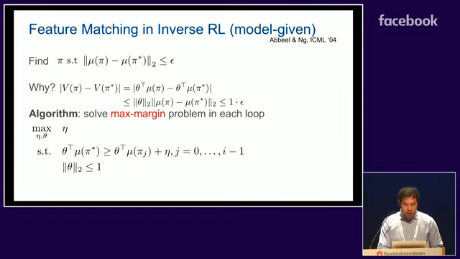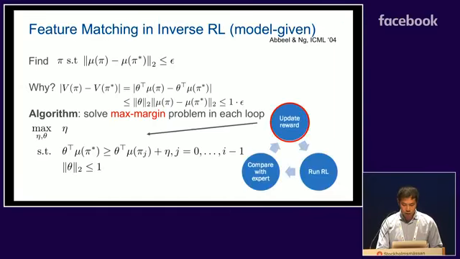And so here's the algorithm sketch. For each iteration, we solve a max margin problem. This optimization basically tries to find the max margin of the expert feature from all the policies that we have found so far up to this round. And every time we solve this optimization, we get a new reward estimate. So if we refer back to the diagram that we had before, this is only the update reward step.